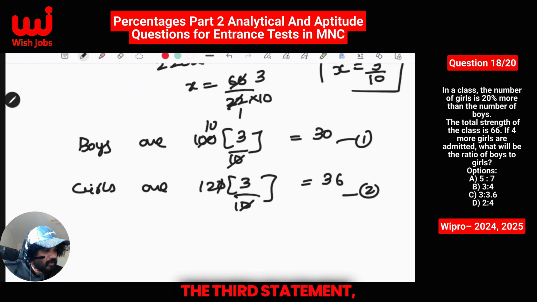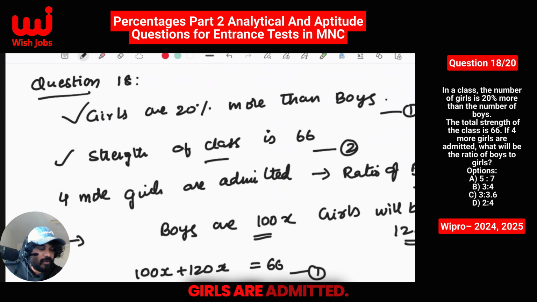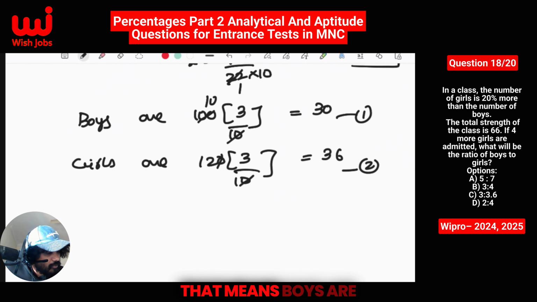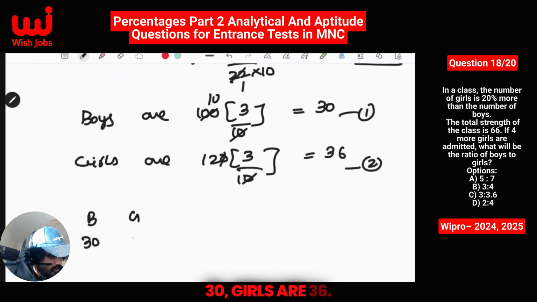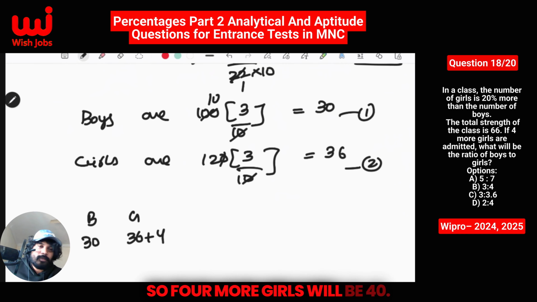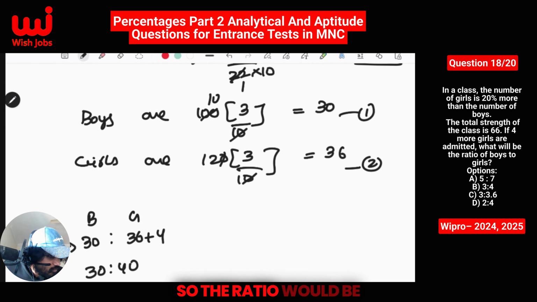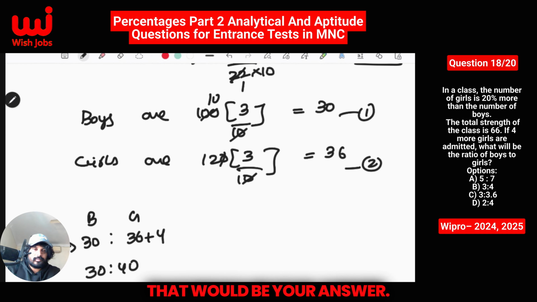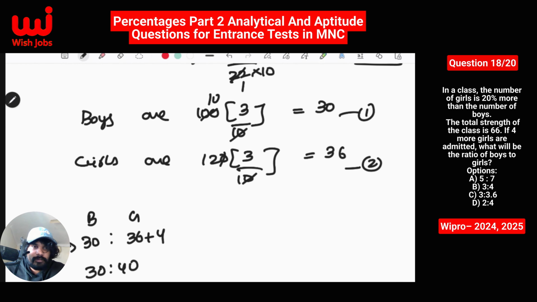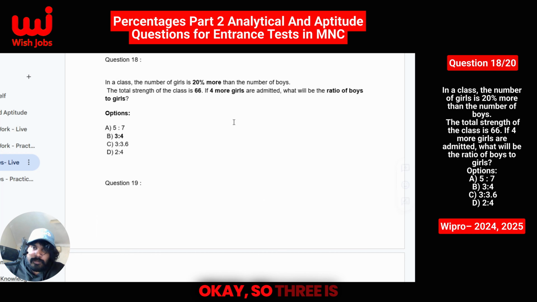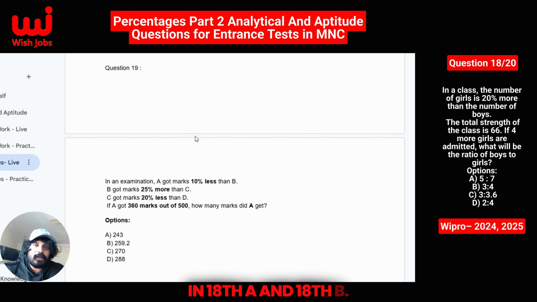The third statement is that 4 more girls are admitted. Boys are 30 and girls are 36, so 4 more girls will be 40. The ratio of boys to girls is 30 to 40, so the ratio would be 3 is to 4. That would be your answer. Understood? So 3 is to 4 is your answer. You will be doing the practice problems in 18A and 18B.